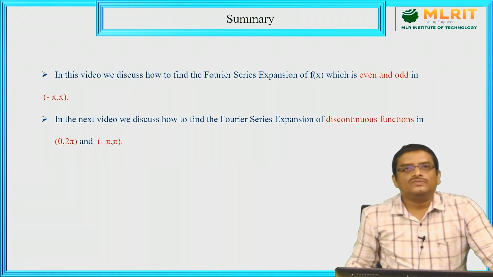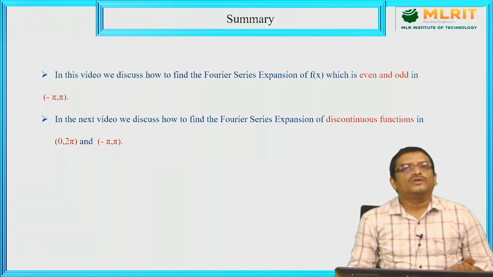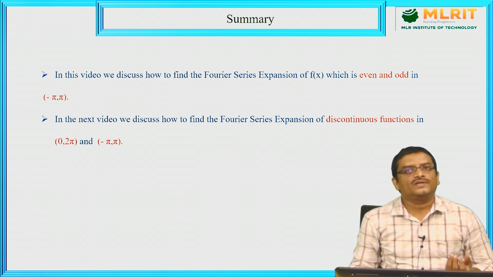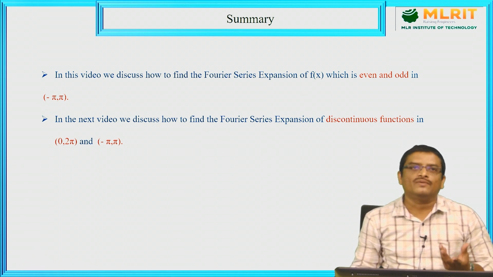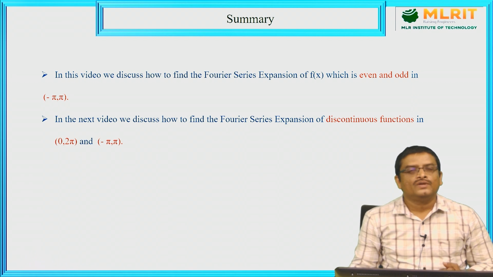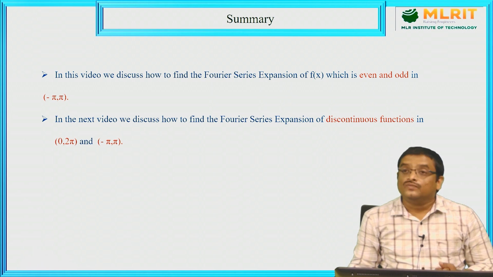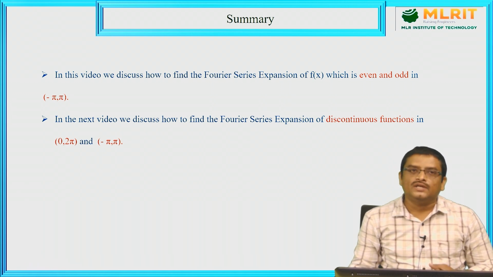So in this video we have seen how to find out the Fourier series expansion for f(x) whenever f(x) is an even function or odd function in the interval minus pi comma pi. Now in the next video we are going to discuss how to find out the Fourier series expansion for discontinuous functions in the interval 0 comma 2 pi and in the interval minus pi comma pi.